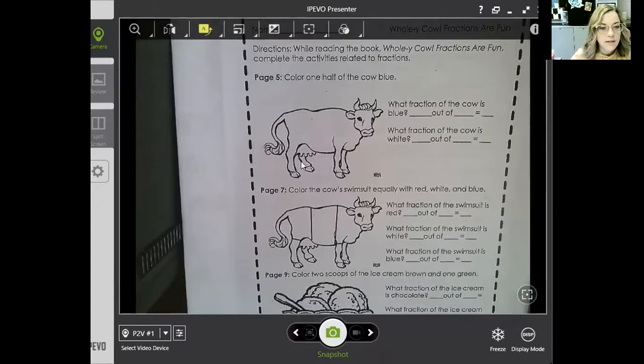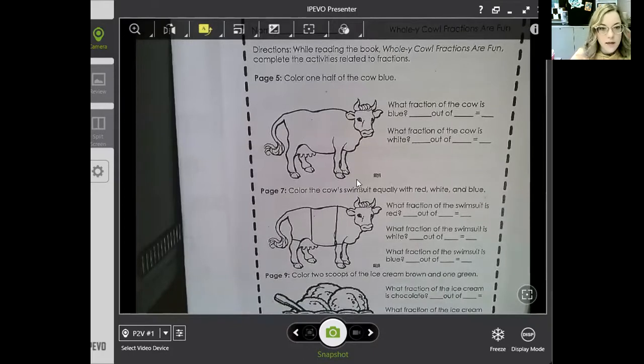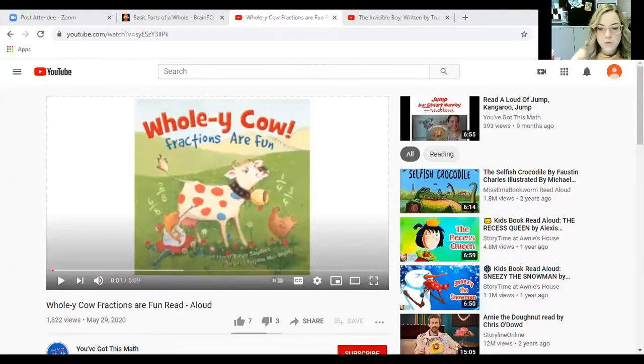So at the beginning of the story, it's going to be about the cow. We're going to color a portion, a part of the whole cow, and then we're going to figure out what fraction of the cow, the ice cream, or whatever it may be, of the whole we colored that way. Okay. So this should be the first page in the math portion of your Wednesday packet. If you want to go ahead and turn there or pause before we start the video. All right. So without further ado, here is Wholey Cow.